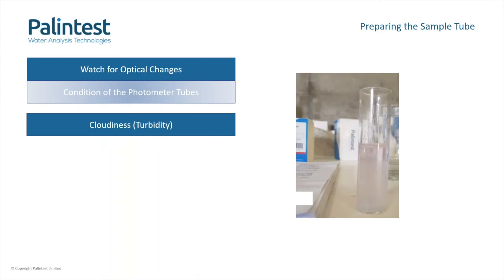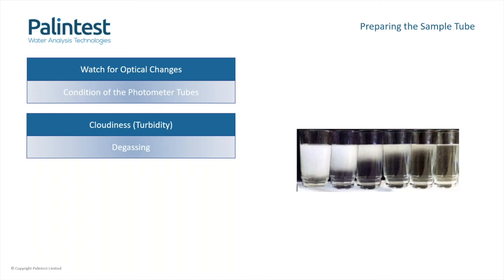Look out for cloudiness or turbidity. Sometimes something in a sample may react with the reagent, causing cloudiness. So even if the reagent colour is correct, this further reduction in light transmission will affect the result. In some cases, such as with our ammonia test, we know that turbidity is caused by high salt levels in seawater. In this case, we supply a conditioning reagent to prevent this.